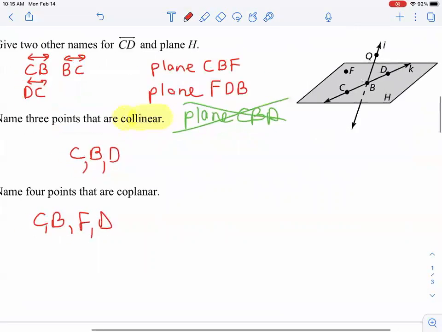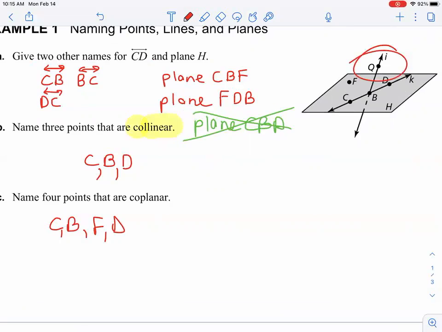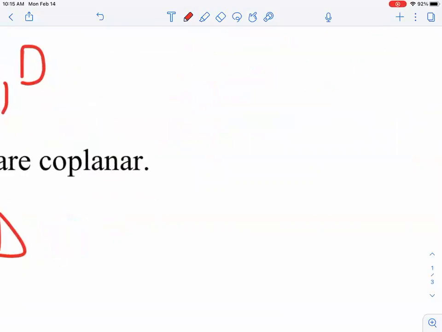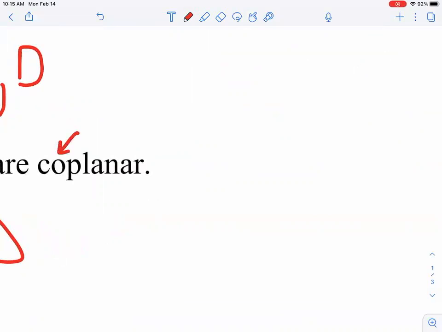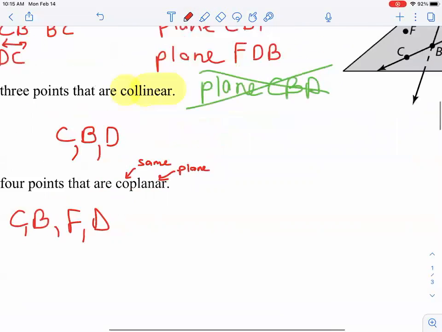Notice the oddball was Q. I had to leave that out because Q is not coplanar with the other ones. What's coplanar? Coplanar means on the same plane. Okay, so co means the same, and planar means plane. So coplanar means on the same plane.